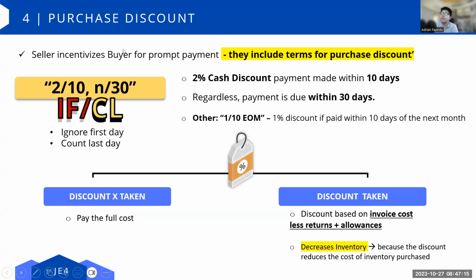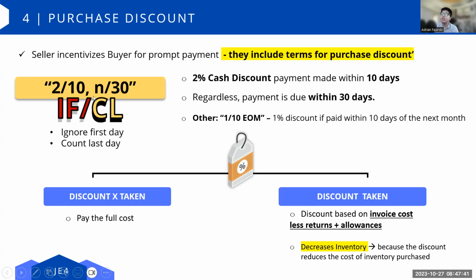So again, sa purchase discount, ang titingnan nyo dito is the terms. 2/10 means yung 2 refers to the percentage of the discount. So 2, 2%. Pag 5, 5%, etc. 10 is within the days. So 2% cash discount if you pay within 10 days. And then yung N/30 is regardless, kailangan mo akong bayaran in 30.